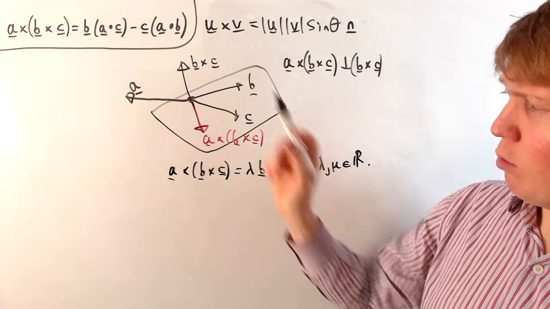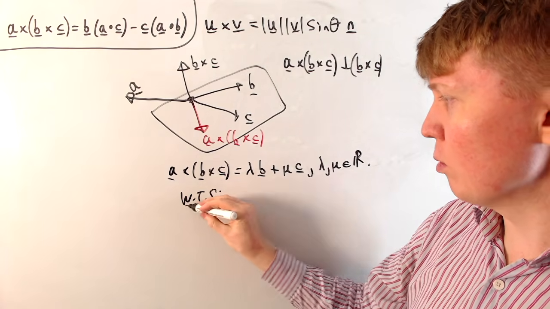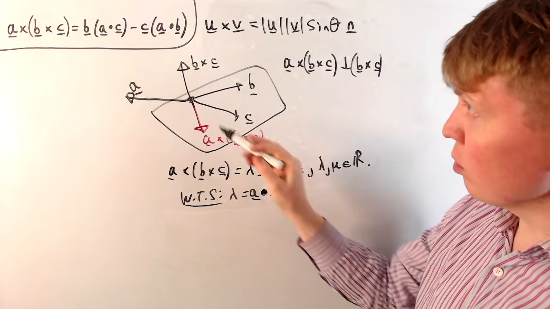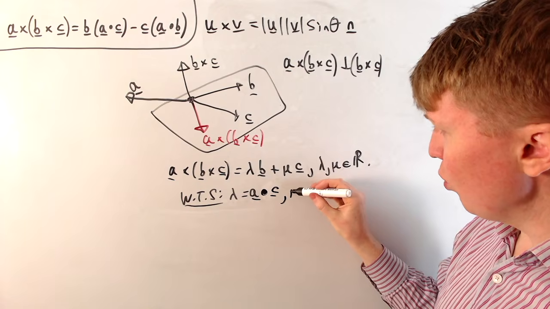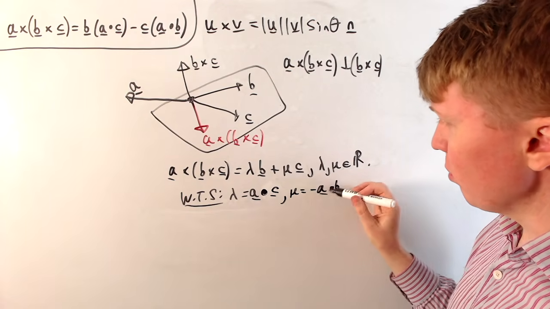So our result now amounts to showing that lambda is a dot c, and we also want to show that mu is negative a dot b. So this is what we're trying to show.